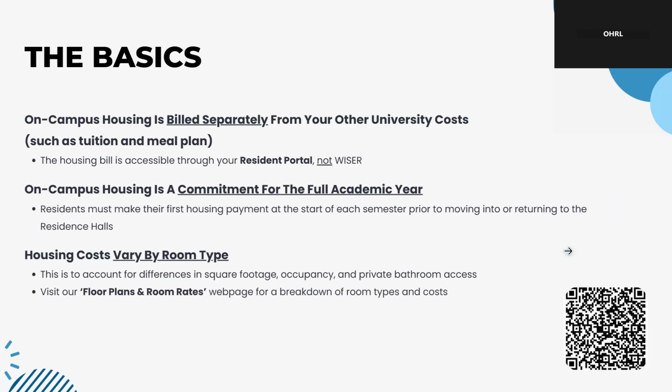Last thing to note here is that housing costs vary by room type. This is to account for differences in square footage, occupancy, meaning how many people are in a given room, and whether or not that room has access to a private bathroom.